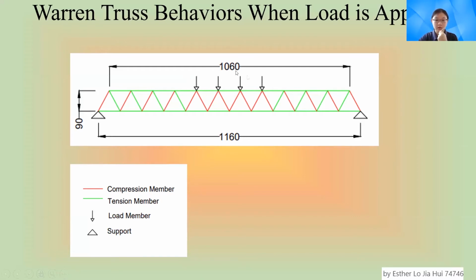This is the load that is applied, and the slanted member under the load will undergo compression. The red color is the compression member, whereas the other slanted members that are not under the load will have tension and compression, and the horizontal members on the upper deck and the lower deck will both have tension. And over here, both ends of the wooden truss bridge will have the support.